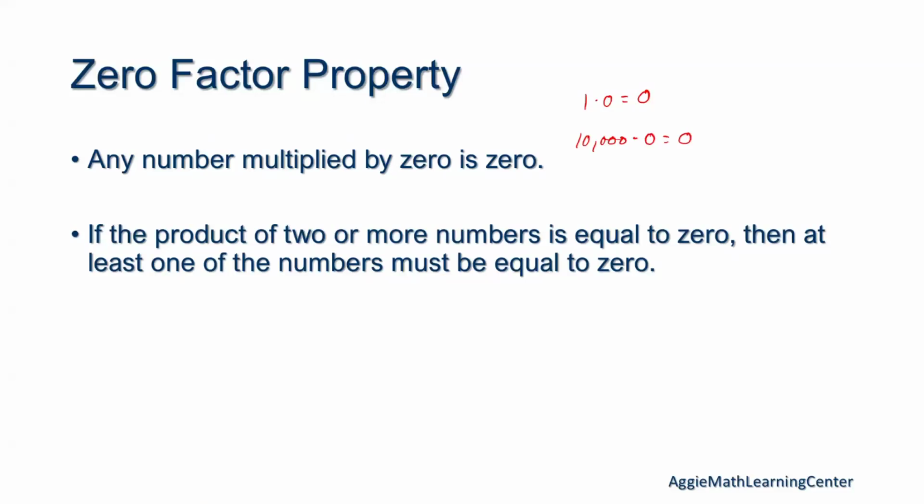If the product of 2 or more numbers is equal to 0, then at least one of the numbers must be equal to 0. So if we have, say, some x, which is some number, and some y, that's some other number, equals 0. Well, if we had 0 times y, that's 0, or x times 0, that's 0. So either x or y, or both, I suppose, has to be 0. So that's the basis of our zero factor property.